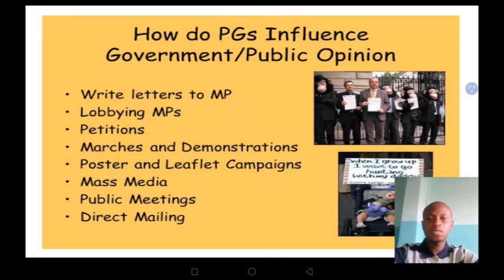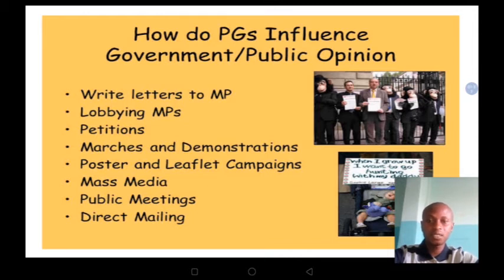Now, last week, one of the things we discussed was the methods of operation, and these are some of the methods. If you go back to our notes, you will see more of these methods or the activities of pressure groups. How do pressure groups influence government policies or public opinion? These are some of the ways.